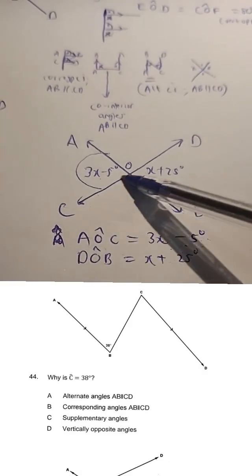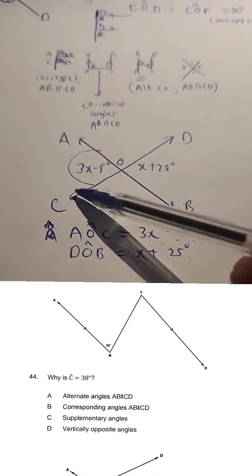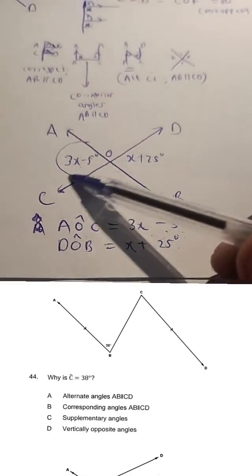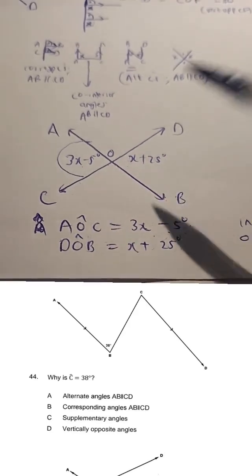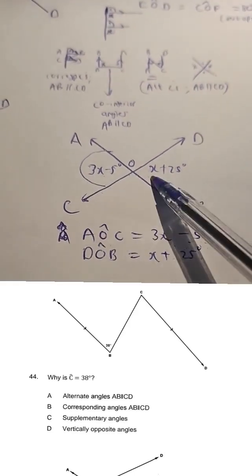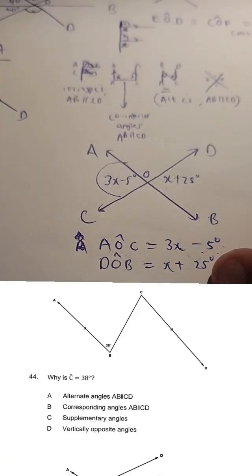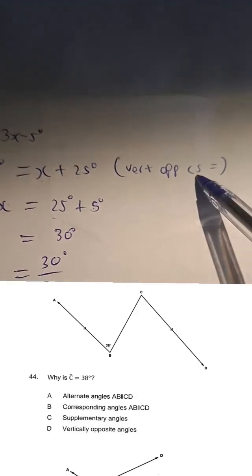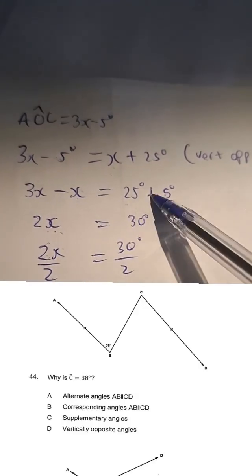Vertically opposite angles exist between what? Two straight intersecting lines, two lines that cut or overlap each other. These two angles then are vertically opposite angles. So then what do we do? We go ahead and we equate those two angles and we write our reason. Then we solve for x.